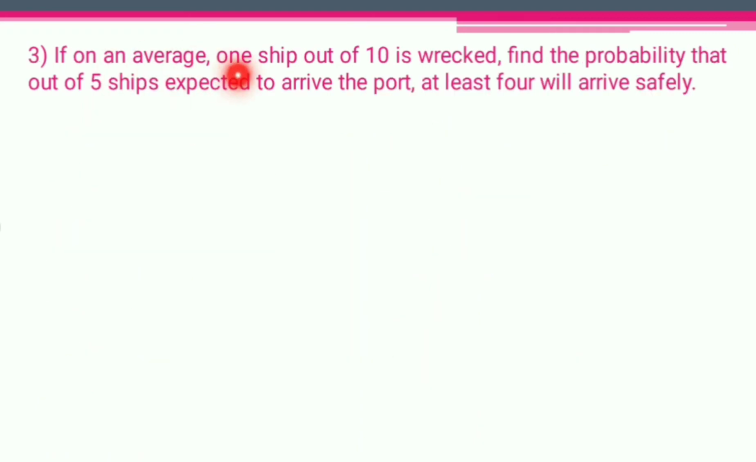If on an average 1 ship out of 10 is wrecked, find the probability that out of 5 ships expected to arrive at the port, at least 4 will arrive safely. If the ship is wrecked, it will not arrive safely, right? So the probability of success we have to find out. The probability of failure is given, right? If it is wrecked, it will not arrive safely. So we are given q: 1 ship out of 10 is wrecked, so q equal to 1 upon 10. And p will be equal to 1 minus q, 1 minus 1 upon 10, so 9 upon 10.